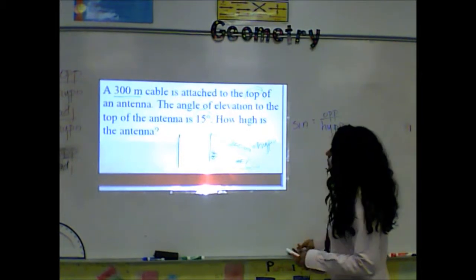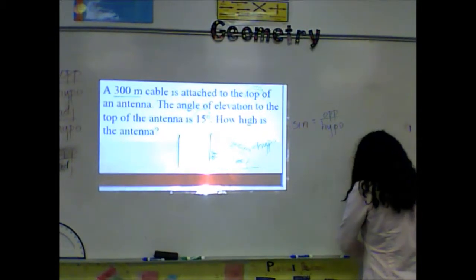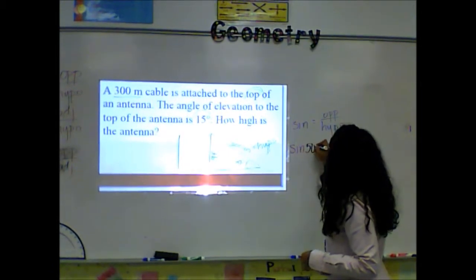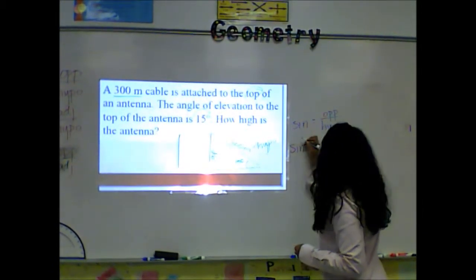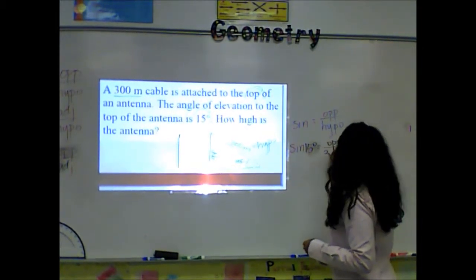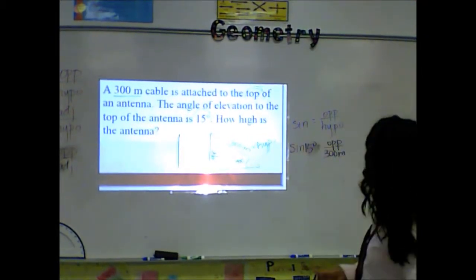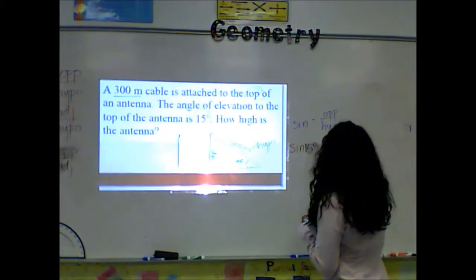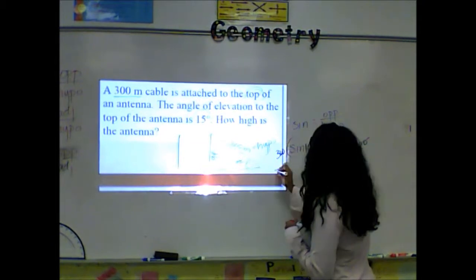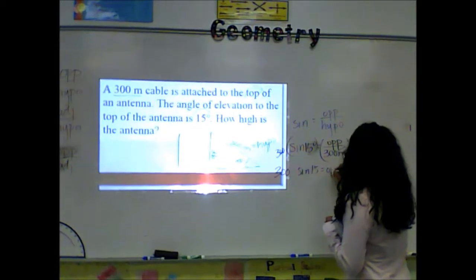Alright, so let's plug in the information that we know. The sine of 15 degrees is equal to opposite, which we don't know, over hypotenuse, which is 300 meters. How are we going to solve this? Multiply 300 on both sides. Yes, so go ahead and do it. So we're left with 300 times the sine of 15 is equal to opposite.